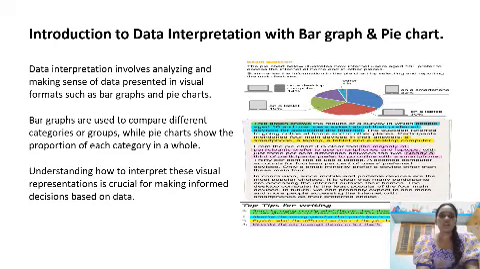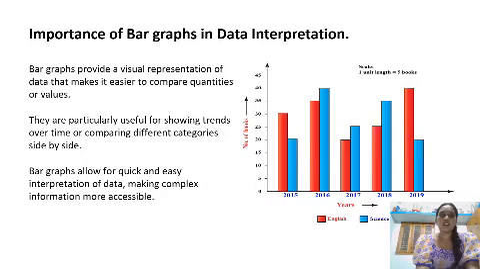Bar graphs are used to compare different categories or groups, while pie charts show the proportion of each category in it. Understanding how to interpret these visual representations is helpful for making informed decisions based on the data. And next, importance of bar graphs in data interpretation.